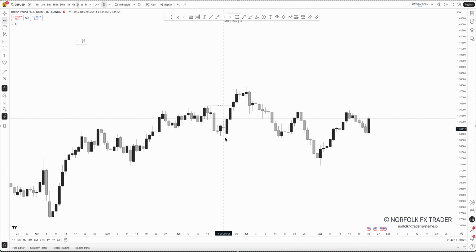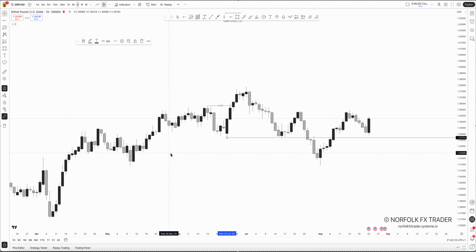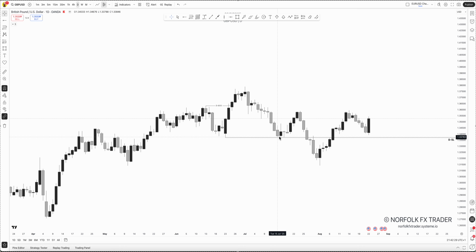Now, from that point, I can mark this as a low in the market. And what I'm going to class this as is a current strong low, a daily strong low. Now, until this is broken, this remains a strong low where we do actually see price wicking through, taking liquidity, and we have a short bounce to the upside.